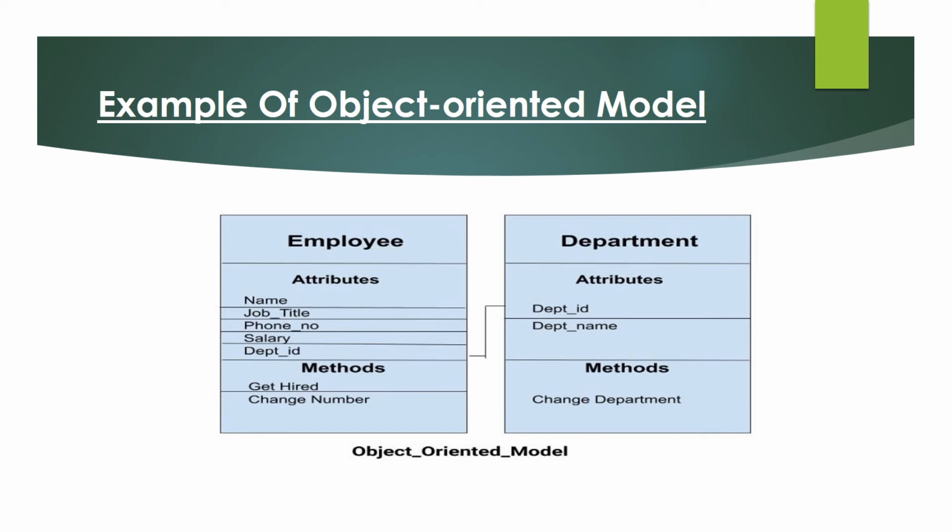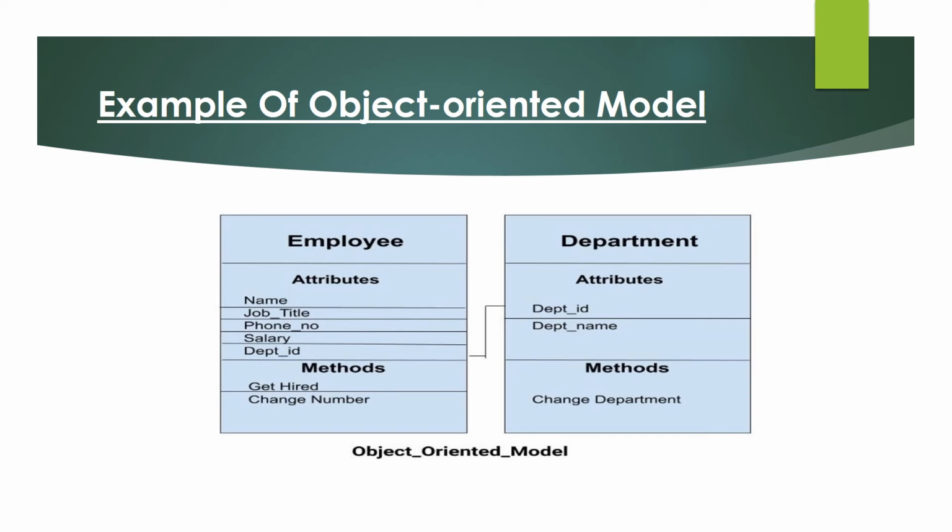In the employee, it has attributes like name, job title, phone number, salary, department ID, and the methods are also given, like get hired or change number. So all these objects, their attributes and their relationships, are all stored as a single unit. Similarly, in the second case, department is an object, and this department has attributes like department ID, department name, and the method is change department. These are also contained in a single unit.